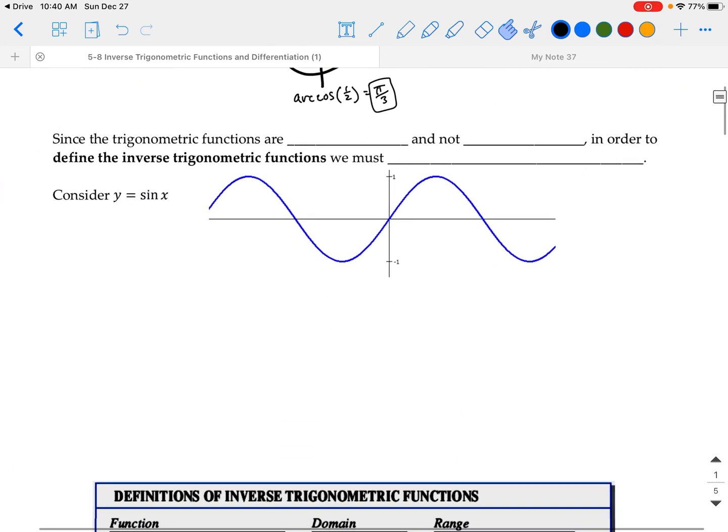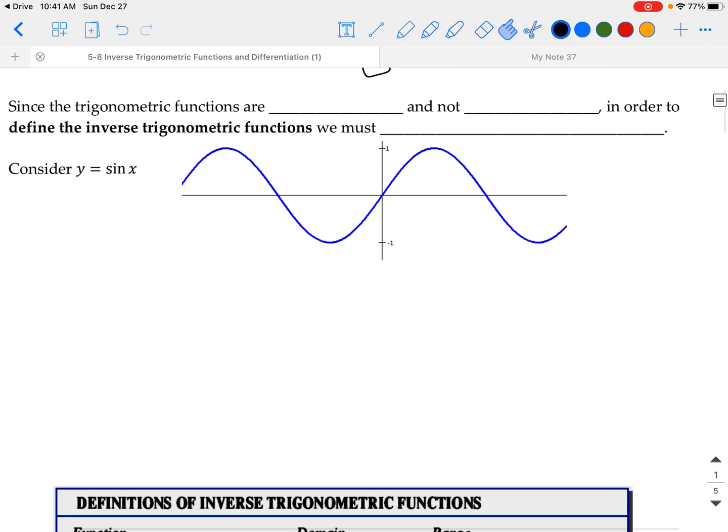All right, so we'll just make a couple of notes from what we discussed earlier. Trig functions are periodic, which means they have repeating behavior. Trig functions are periodic and not restricted, let's say. In order to define the inverse trig functions, we must restrict the domain.